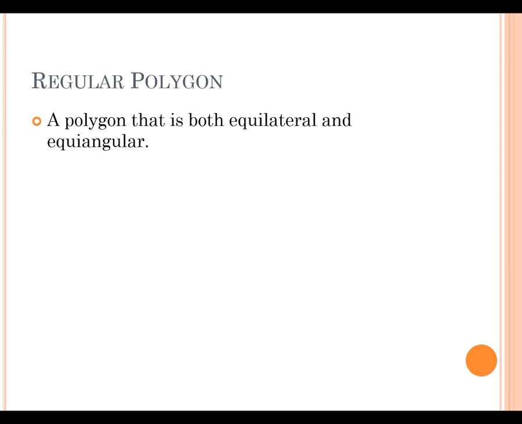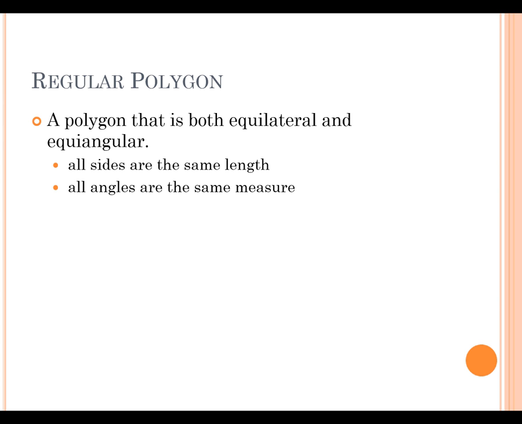So a regular polygon is a polygon that is both equilateral, which means it has all congruent sides, and equiangular. Try saying that 5 times fast. That's a weird word. Equiangular means it has all congruent angles. So it's equilateral, it has congruent sides, and it's equiangular, which means it has congruent angles. So all the sides are the same, and all the angles are the same. That's what it means to be a regular polygon, which is exciting.